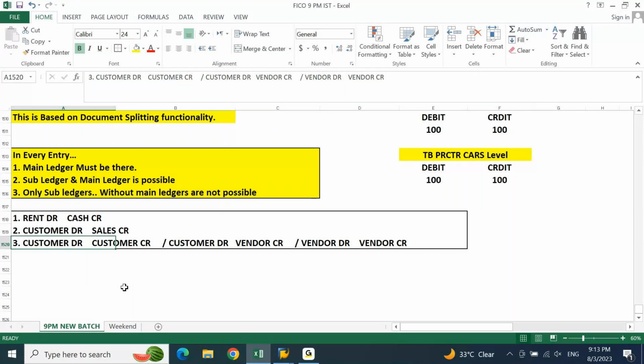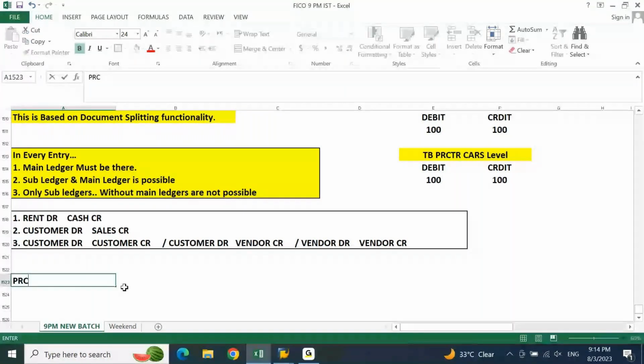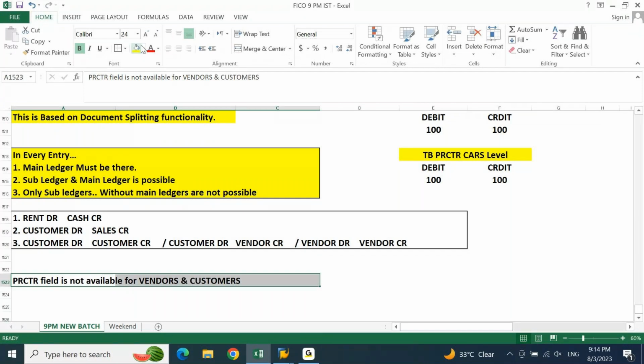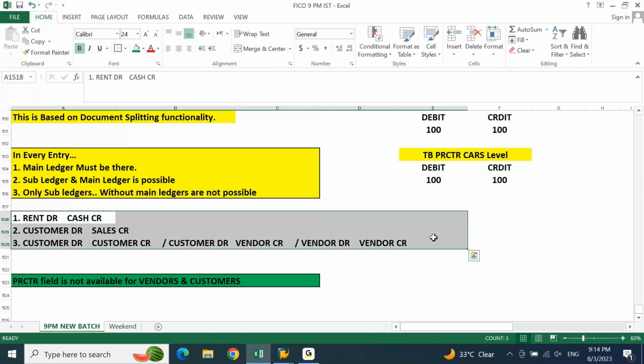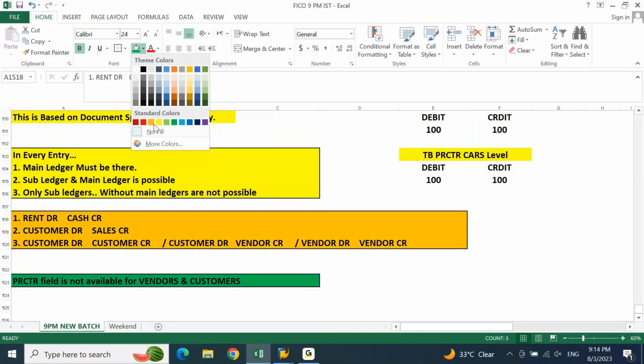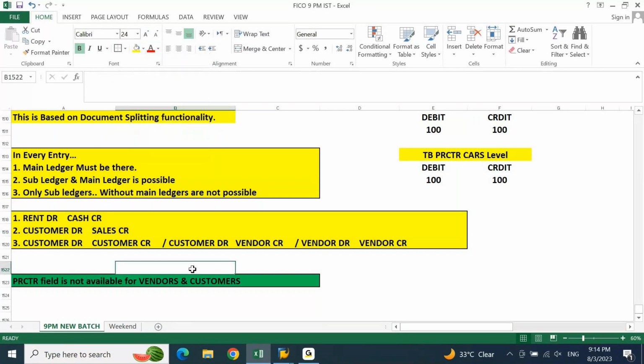Okay, and the other point: profit center field is not available for vendors and customers. This also you remember. Okay, these three points you connect, and this point you remember. Clear? These points alone you read through, because I'm not writing the detailed examples here.